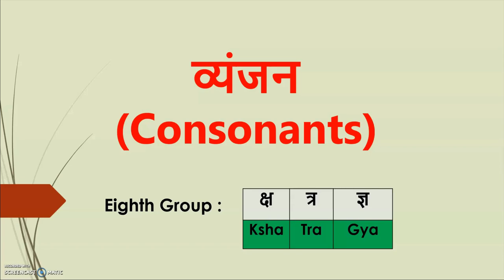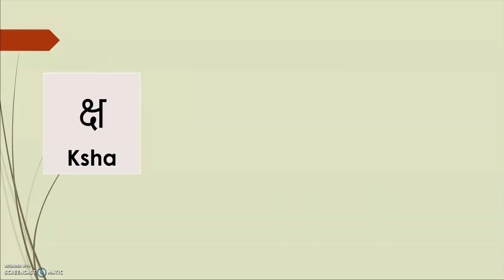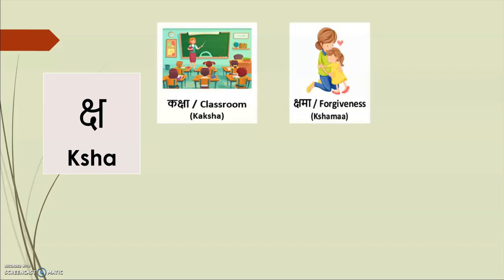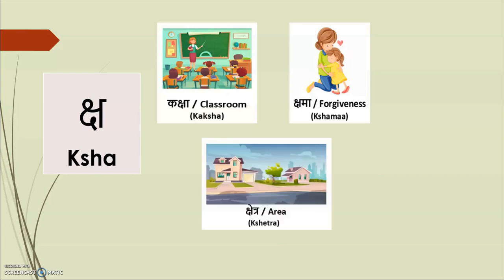So let's begin. The first letter that we see of the eighth group is ch. In the first picture, we can see a classroom. Classroom in Hindi is called kaksha. In the next picture, we can see forgiveness. Forgiveness in Hindi is called chama. In the third picture, we can see an area. Area in Hindi is called chetra.